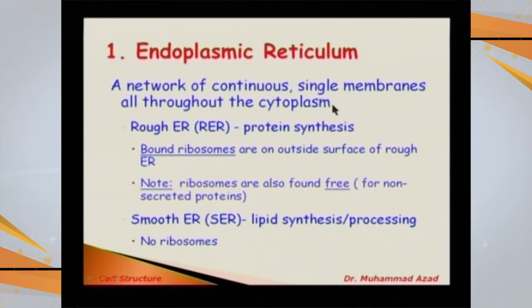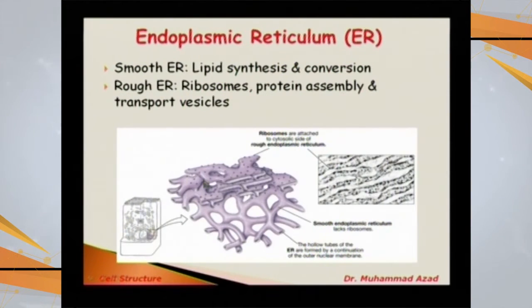These are single membranes which make a network, the reticulum, having ribosomes bound to them, which is rough endoplasmic reticulum, and the smooth endoplasmic reticulum, which has no ribosomes bound to it. Looking at their pictures, this is the rough endoplasmic reticulum. These are the membranes, this is the network of tubes and membrane, and these are the ribosomes. This gives a rough appearance, so it is called rough endoplasmic reticulum.